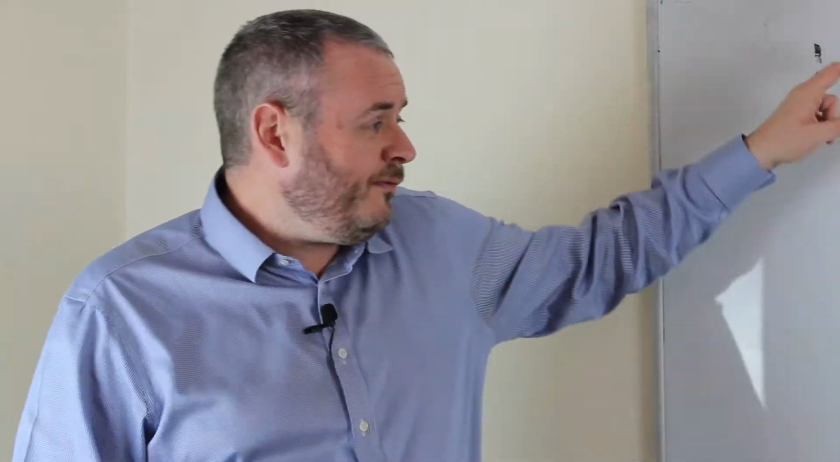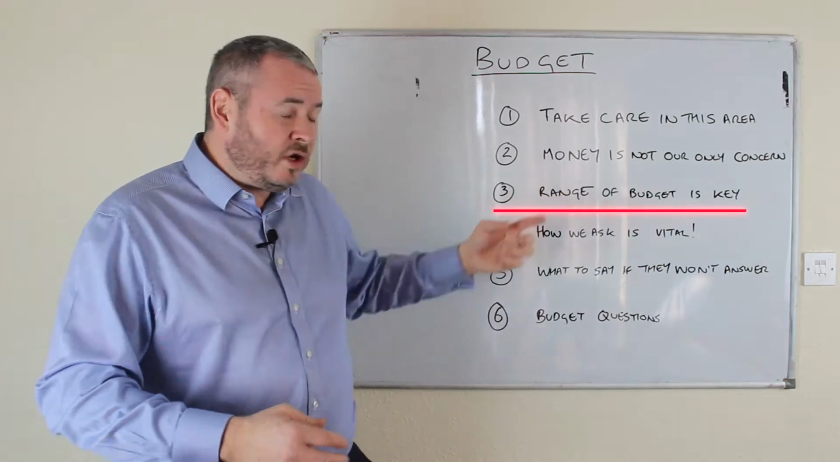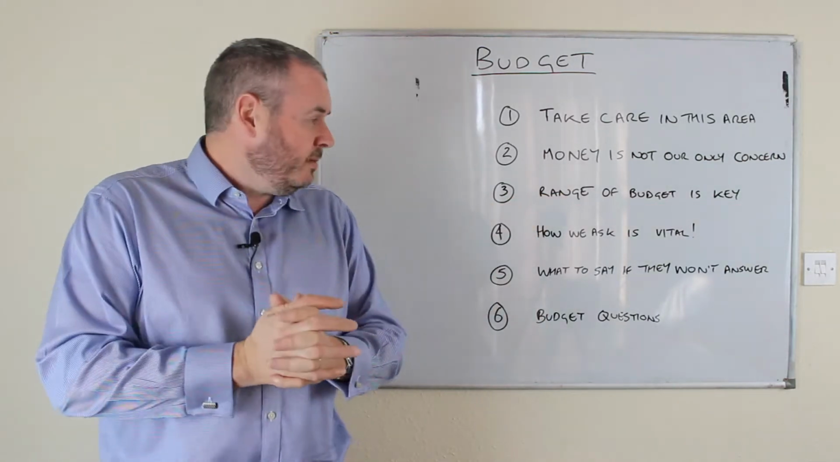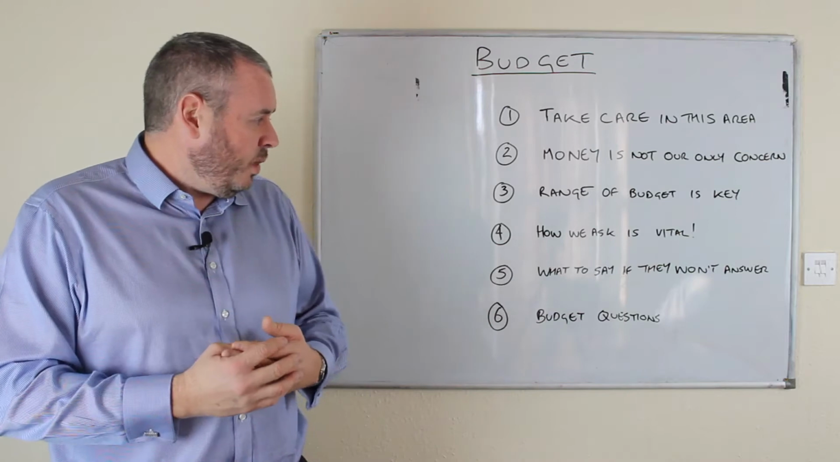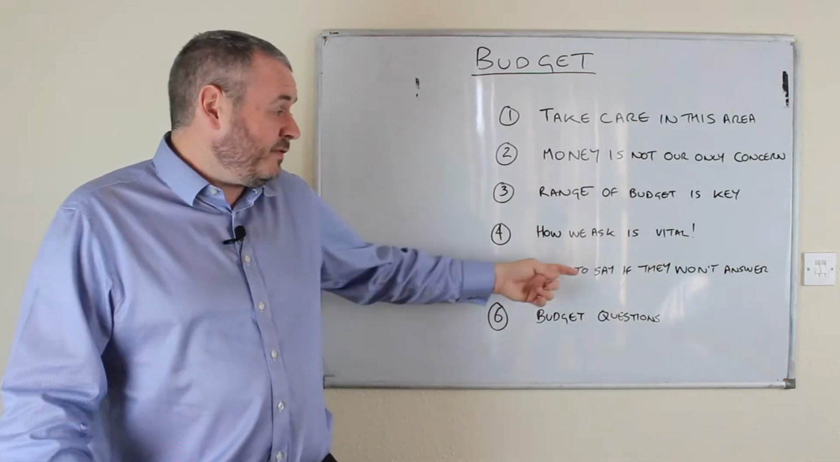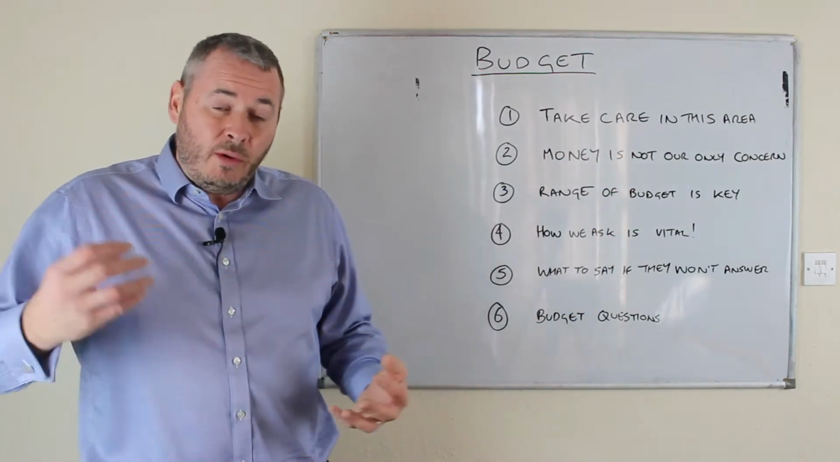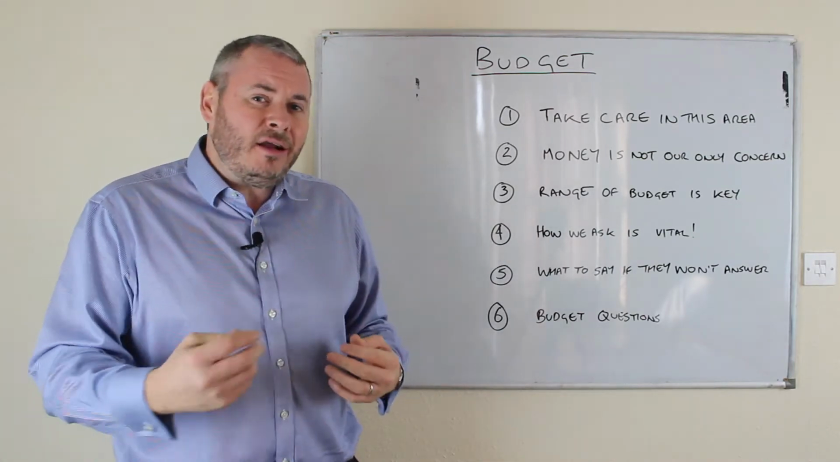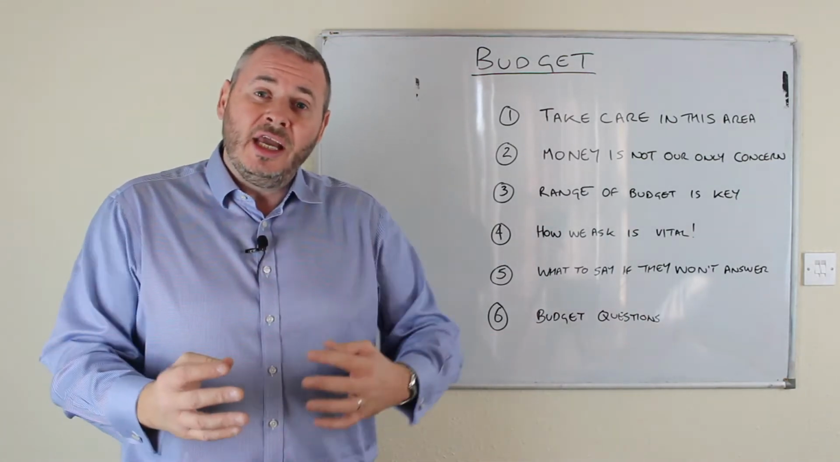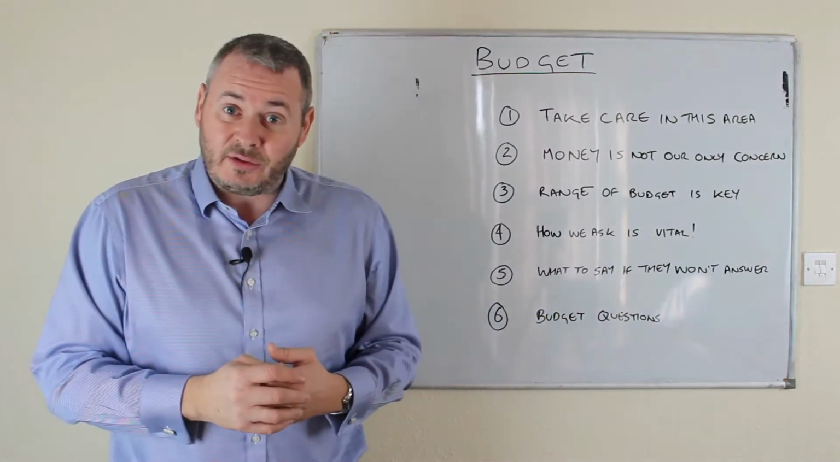The reality is all five of these issues are really important when it comes to discussing budget within the BANT process. We've got to take care, we've got to show that money's not our only concern, we've got to show that we're in the right ballpark when it comes to money, we've got to ask the question the right way, and we've got to know how to respond if they don't want to answer. And if they don't want to do any of those aspects, we have to consider whether this is a lead we want to pursue and whether they meet the criteria we set. But now let's look at some of the budget questions we can ask to find out whether this is a prospect we can move further down our sales funnel.